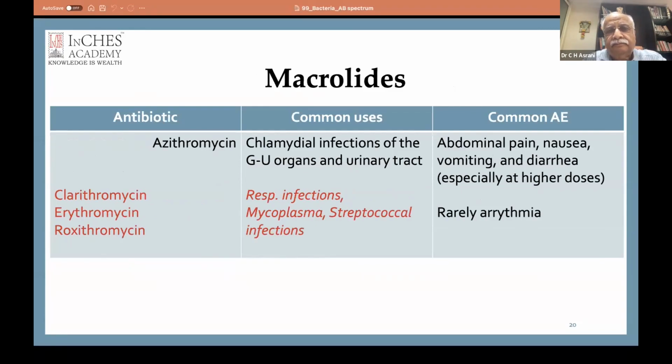Macrolides. Azithromycin has become a common household name, consumed by people all over. Azithromycin is used for chlamydial infection of the genitourinary organ and urinary tract. Clarithromycin, erythro, and roxithromycin, respiratory infections, mycoplasma, streptococcal, throat infections. Common adverse effects: abdominal pain, nausea, vomiting, and diarrhea, especially at higher doses, rarely arrhythmia.